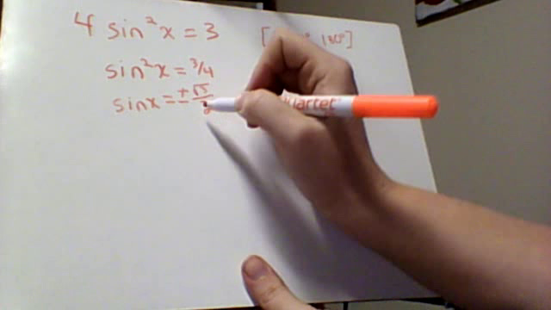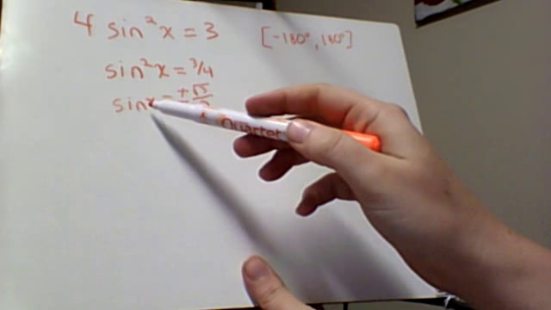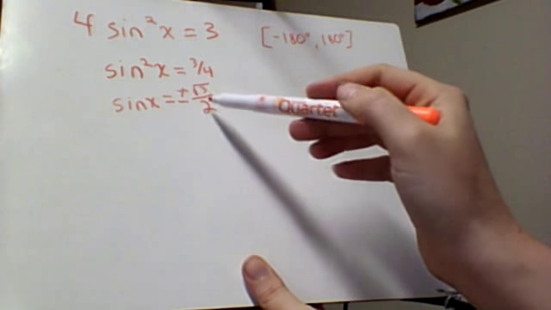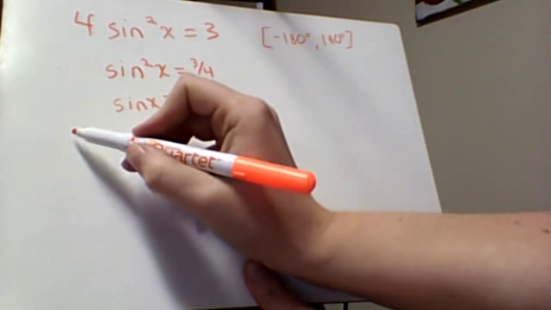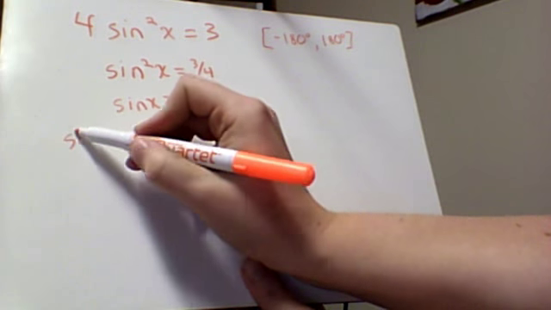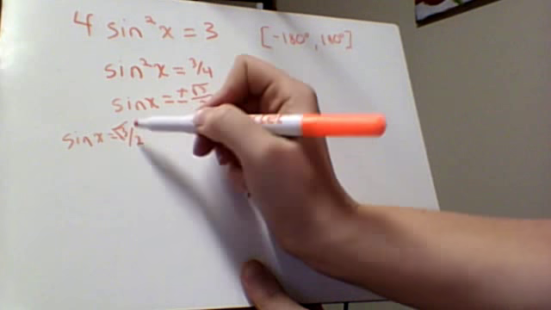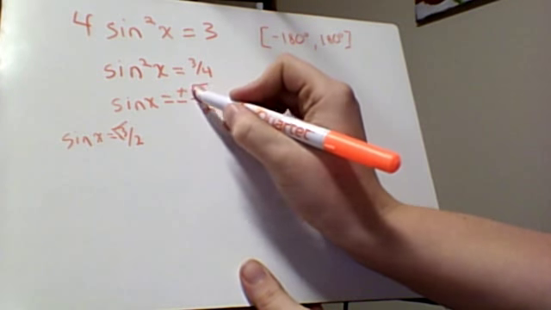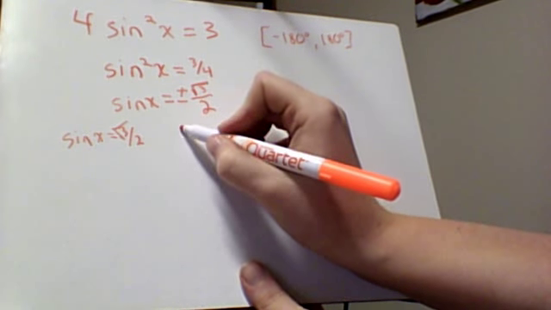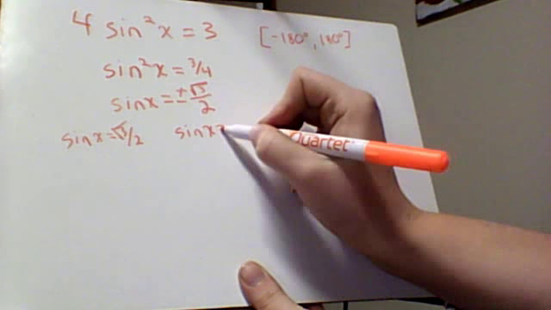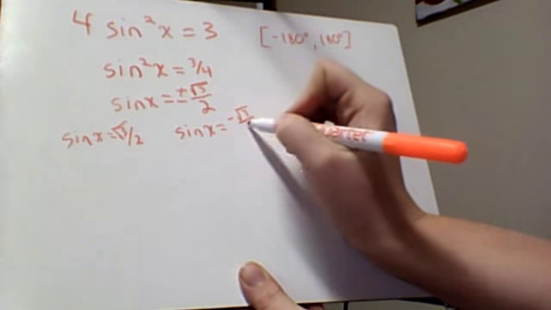Looking at this, we have really two cases already. We have one where the sine of x is positive root 3 over 2 and one where sine of x is negative root 3 over 2. I will write them both out. Sine of x is equal to square root 3 over 2. That's what I meant. I'm sorry, I missed that as I spoke. Or sine of x is equal to negative root 3 over 2.